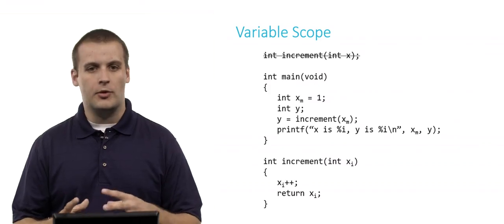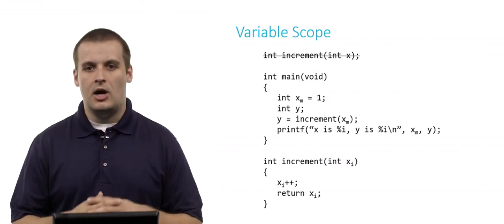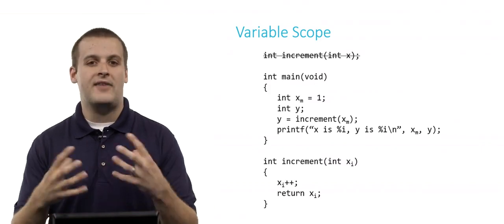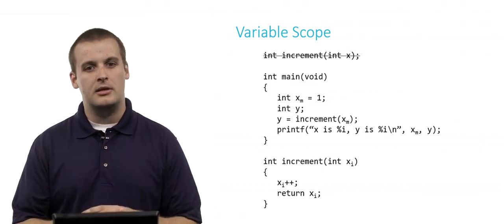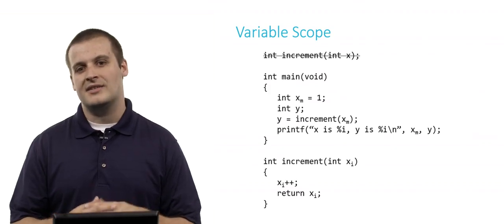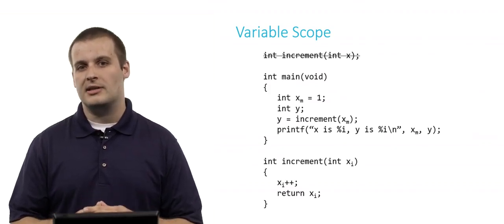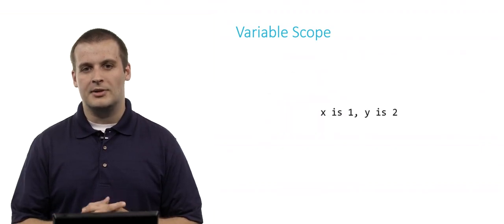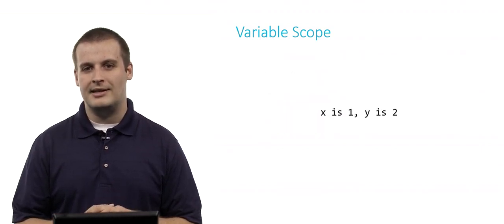X sub m, or the red x's in the previous slide, are the instances of x that are local to main. And x sub i, or the blue variables on the previous slide, are the instances of x that are local to increment. So, were you able to figure out what this function printed at the end?